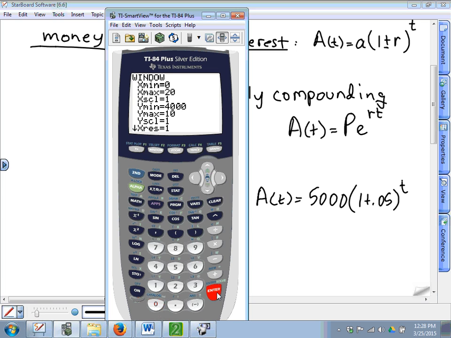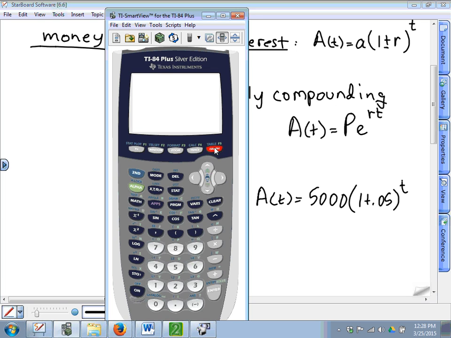What do you think I ought to change my Y max to? A lot more. How much? 8,000? 8,000 wouldn't quite be enough. Because the question is asking how much time is it going to take for her to double her investment. She started with 5,000, doubling would be 10,000, so you at least want to have 10,000. I'm going to put 12,000.